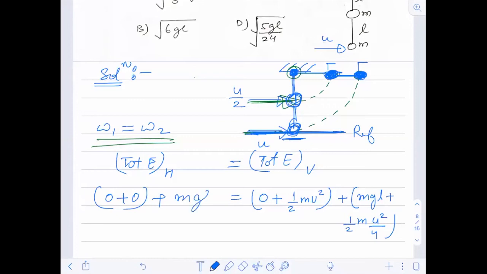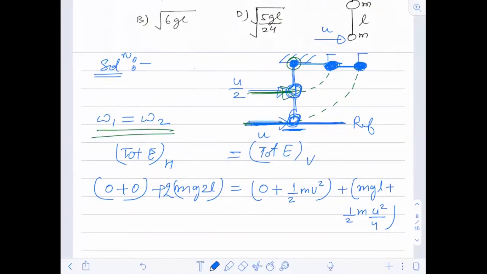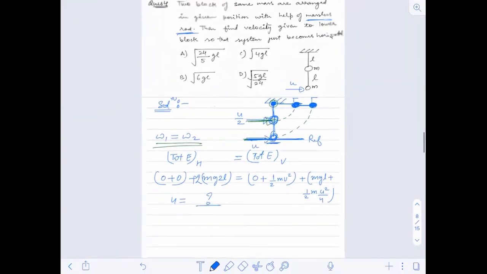What will be the potential energy? mg2l, okay, into 2. Why into 2? Because I'm writing for the two blocks. So now in this case, I know L value is given to me, M value is given to me, G value is given to me, only U is unknown. You calculate for U and you'll get the option A. Okay, so for this question, option A is correct. Understood? This is an easy question.